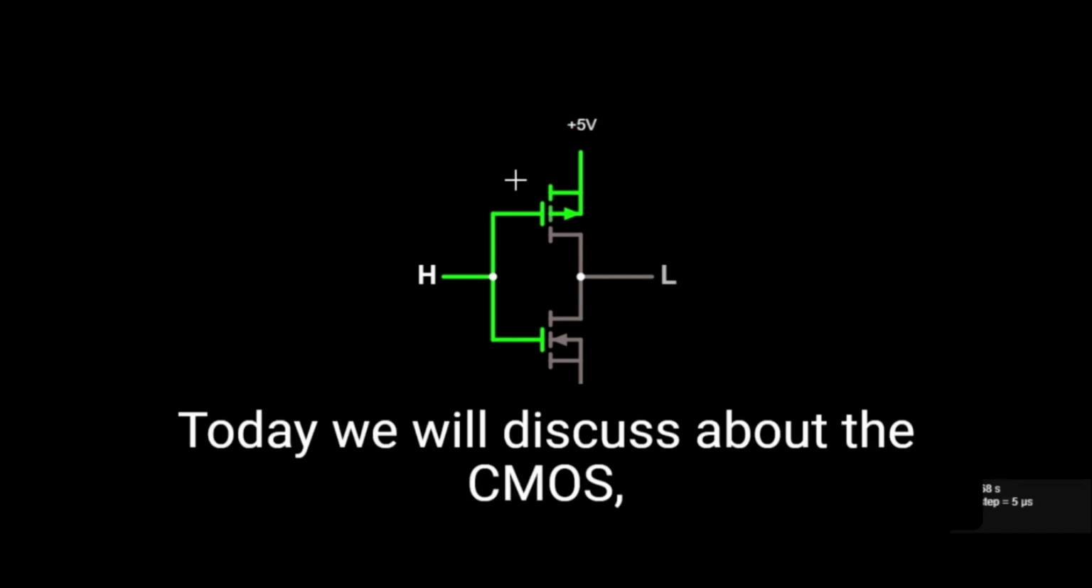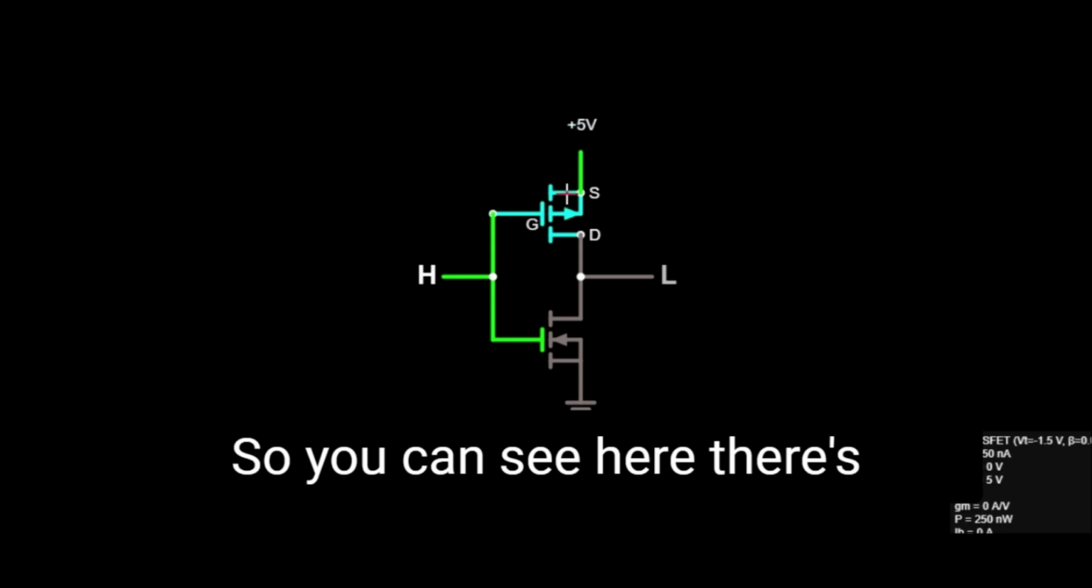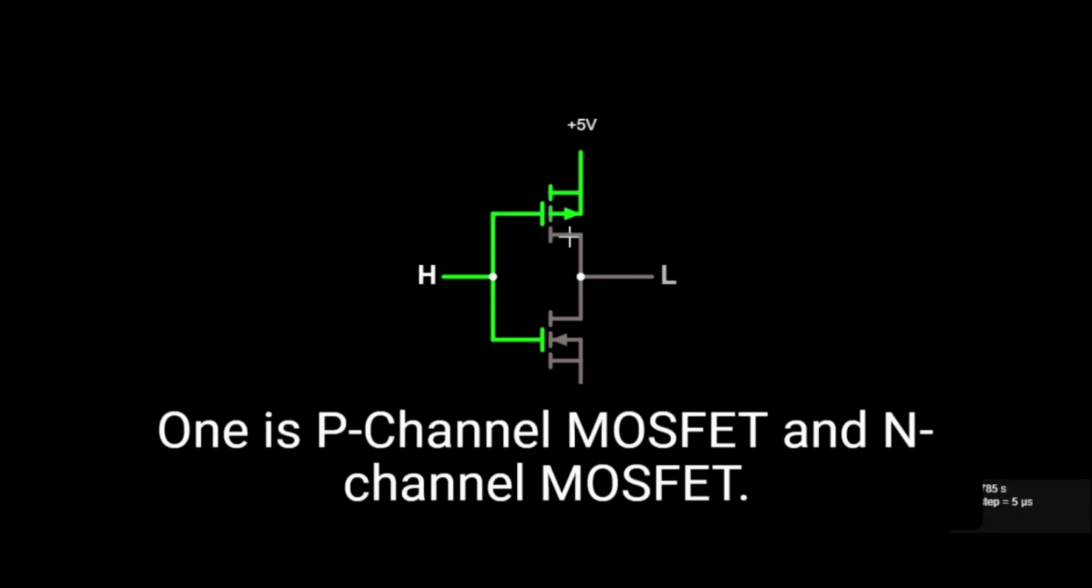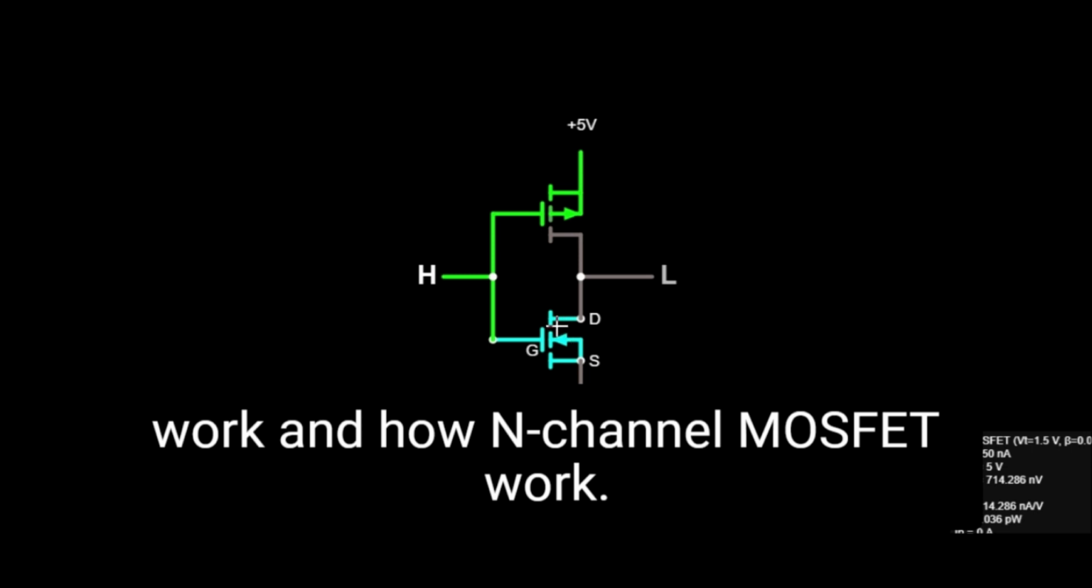Guys, today we will discuss the CMOS. What is CMOS and how it works. So you can see here there is a combination of two MOSFETs. One is a P-channel MOSFET and one is an N-channel MOSFET. So you will be aware of how a P-channel MOSFET works and how an N-channel MOSFET works.